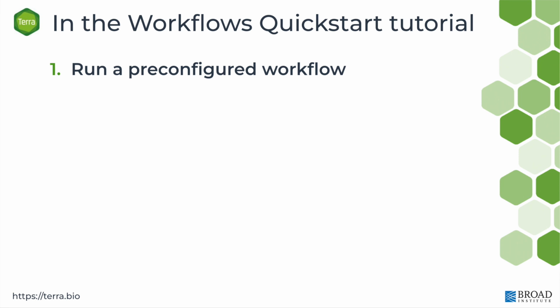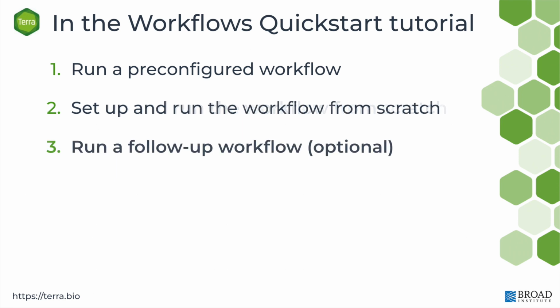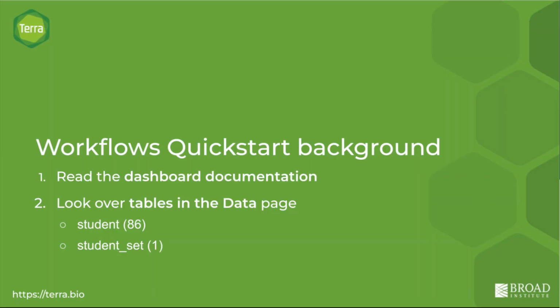This tutorial has 3 parts. You'll first run a pre-configured workflow to calculate the average GPA for each individual student. Then you'll set up and run the same workflow, but from a blank configuration card for a subset of those students. And finally, you have the option of running a follow-up workflow that uses the GPAs from the first workflows to calculate an average class GPA. Let's get started.